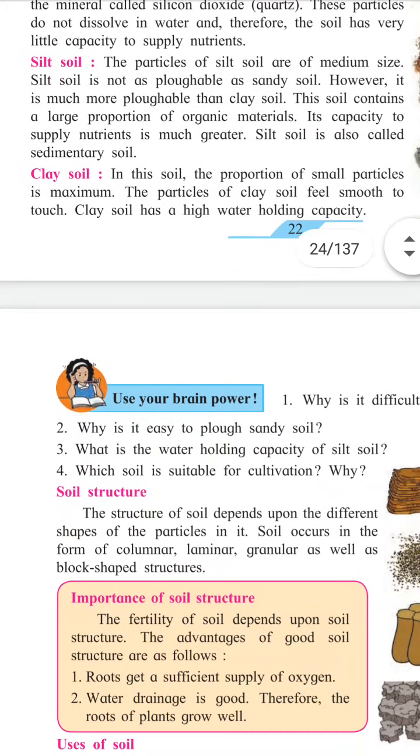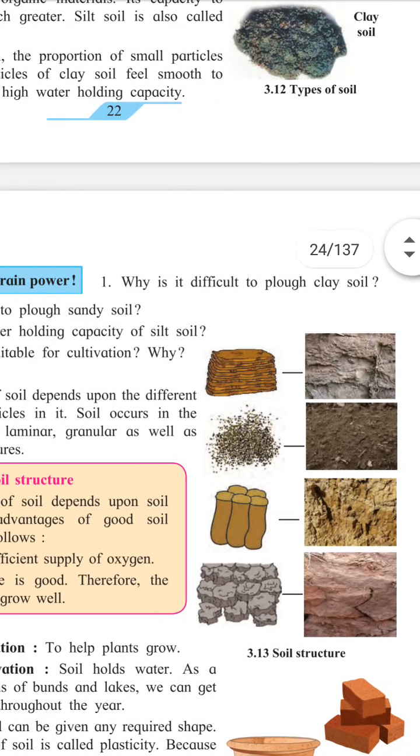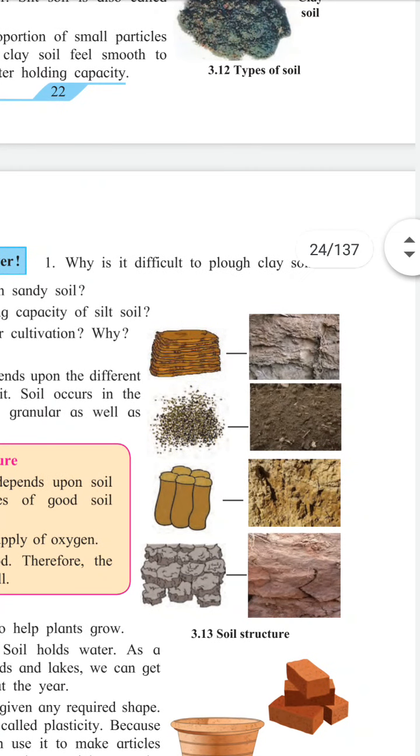Now we are going to learn about the structure of the soil. See here, different types of soils are there. In the picture you can see 3.13. See here, different structures are there. The structure of the soil depends upon the different shapes of the particles in it. Soil occurs in the form of columnar, laminar, granular as well as block shaped structures. So you can see here the different structures of the soil.